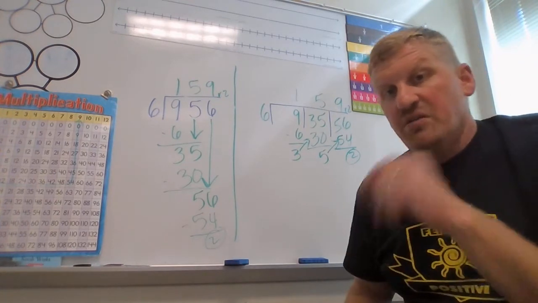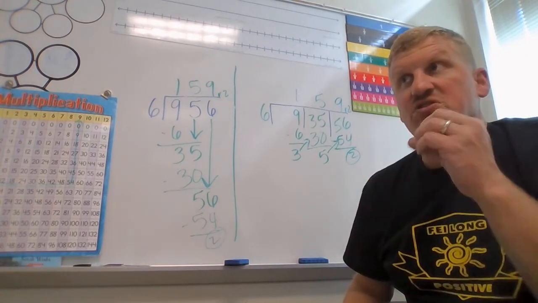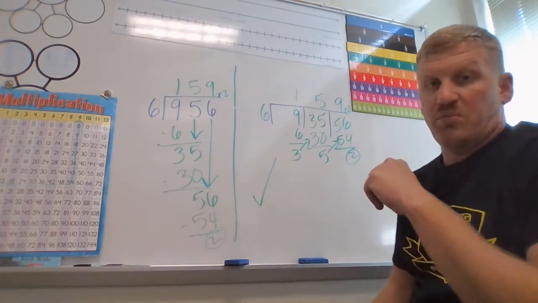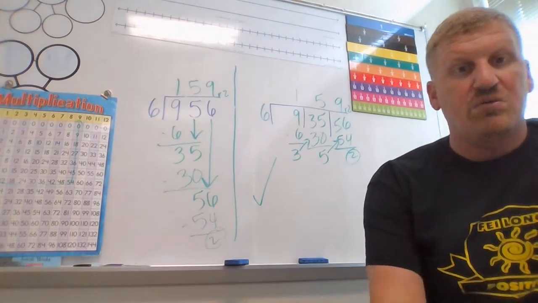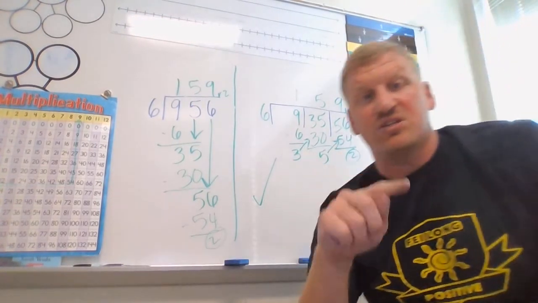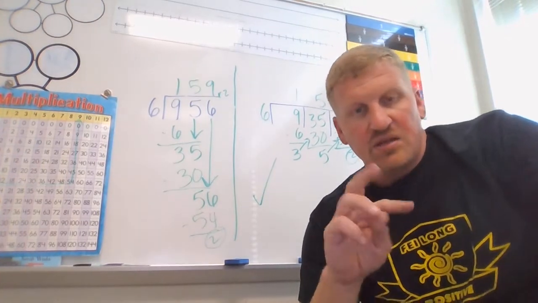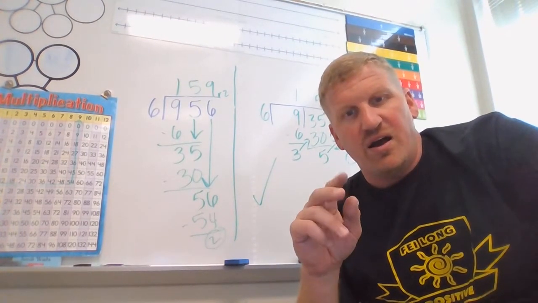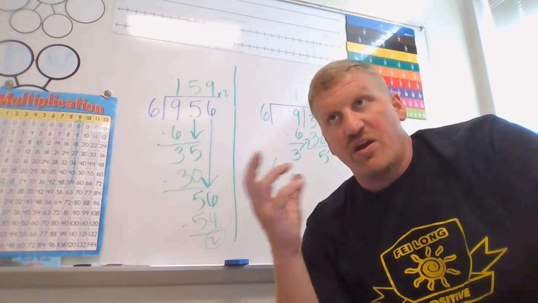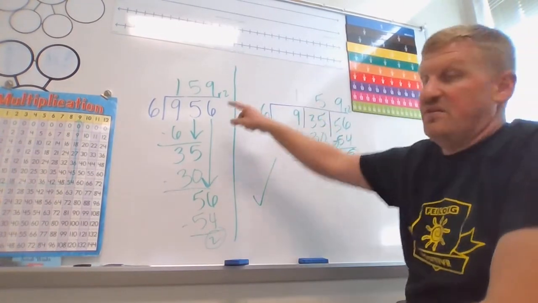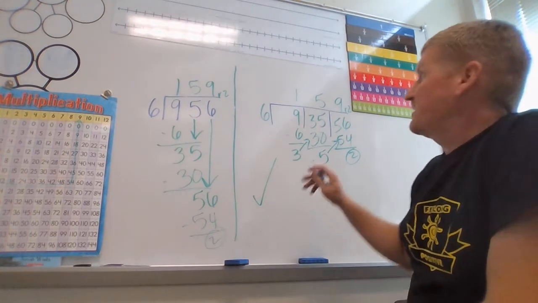Now, the other piece of this that we have started to talk about in class is how to check our multiplication. Well, we know that we check addition with subtraction and subtraction with addition. So their opposite operation is how we're going to check it. So how do we check division? We're going to check it with multiplication.